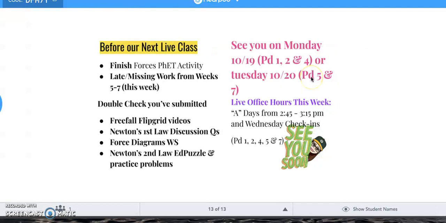And then the to-do list before our next live class was to work on your forces PhET activity and to work on late missing work. So if you have work from weeks 5 through 7, these are some of the assignments that have been collected in that window, and that work will be accepted through November 1st. After November 1st, that work will not be accepted. So if you owe me missing work from any of these assignments from those 2 weeks, please either ask questions during my live office hours this week or Wednesday check-ins, and I'll see you at our next class.